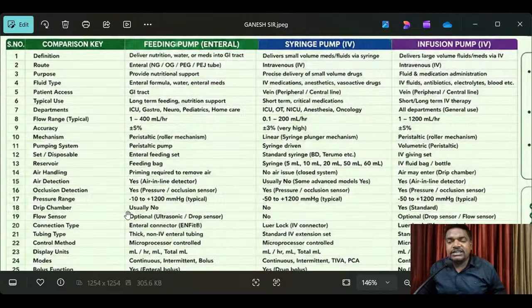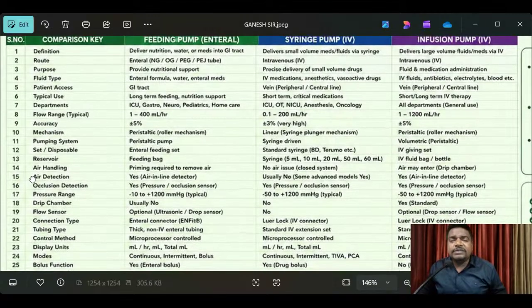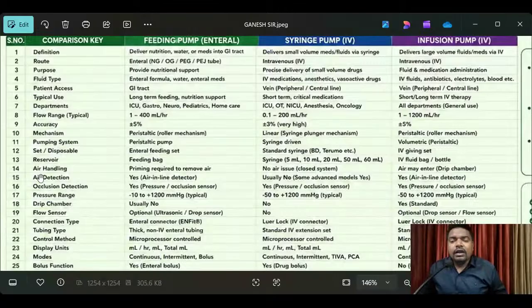Come on, my dear engineer, listen carefully to what I'm saying here. Now, 14th point here. Is it visible right now? The comparison key I'm taking is air handling. See all these things. How can I take all these comparison key points?